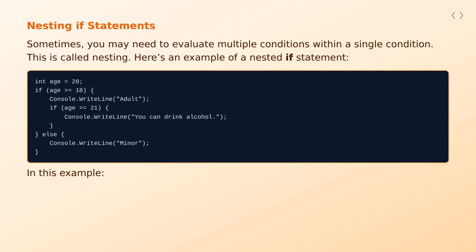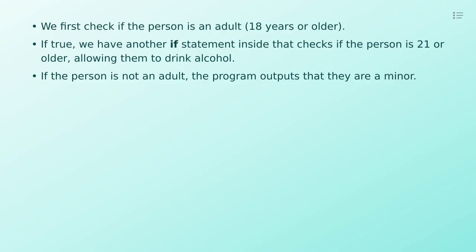In this example, we first check if the person is an adult, 18 years or older. Also, if true, we have another if statement inside that checks if the person is 21 or older, allowing them to drink alcohol. Finally, if the person isn't an adult, the program outputs that they're a minor.